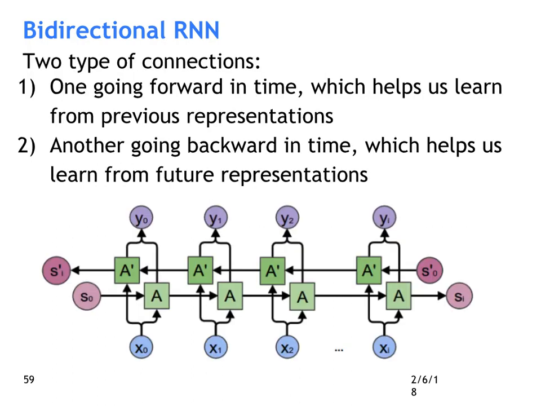So the solution is that we have two types of directions. The first one is forward. From this chart, it's simple. Compared with the previous GRU and normal RNN, we have two directions: one is forward and the other is backward. Going forward, we learn the information from the previous time steps, and going backward we learn from the future. So that's the structure.